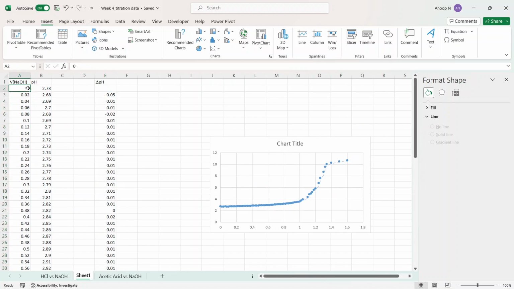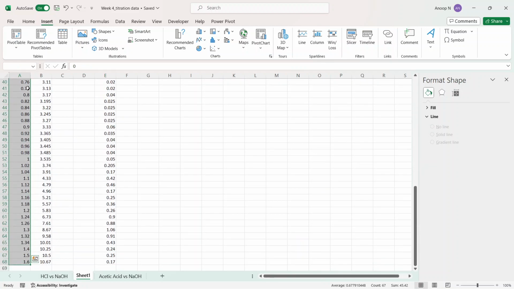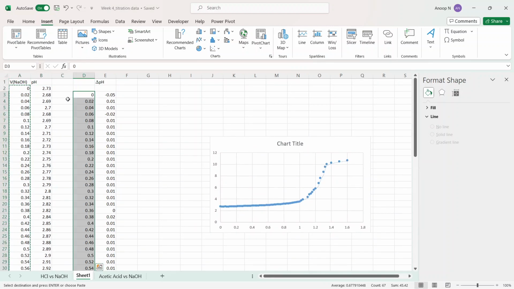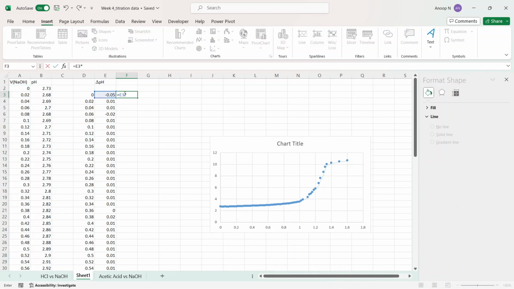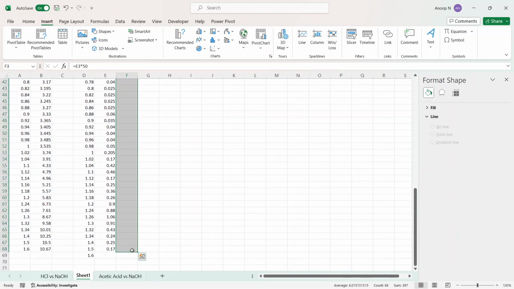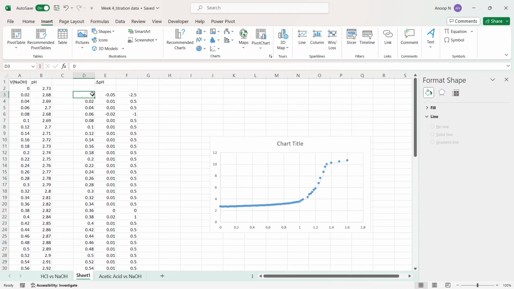Then since the number of rows and columns should be equal, we'll paste it here. Since the values are very small, we'll take this value times 50. We'll get a value like this, and again we'll drag it to here.